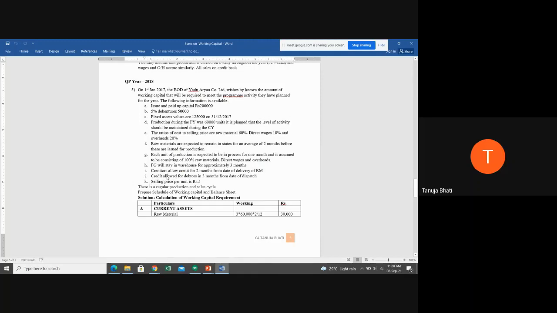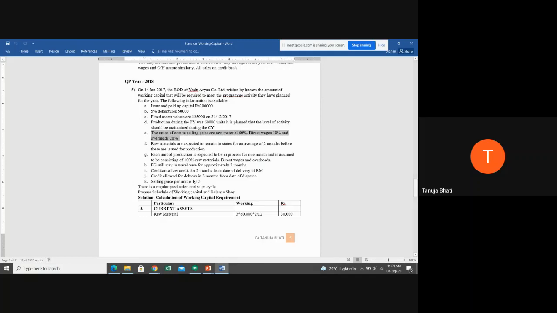See students, we know that current assets, first thing that comes is raw materials. Now raw material, we know that the number of units are 60,000 units. We know that the raw materials are expected to remain in stores for an average of 2 months. So the average period is 2 months. Now let us see what is the cost of raw material. So here they have told that the ratio of cost to selling price for raw material is 60%. And what is the selling price? 5. So what is the raw material cost, students?